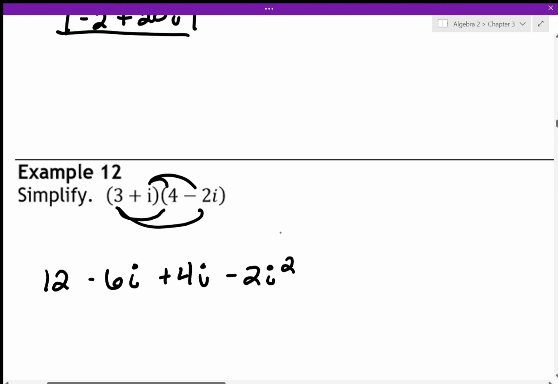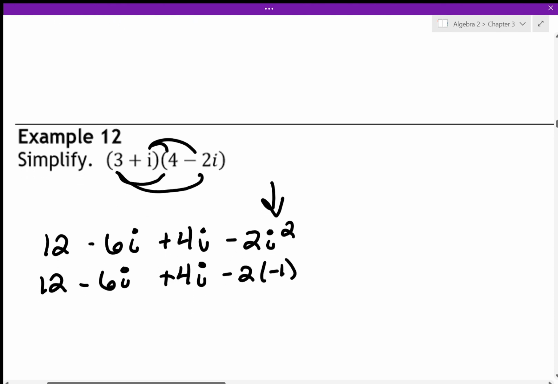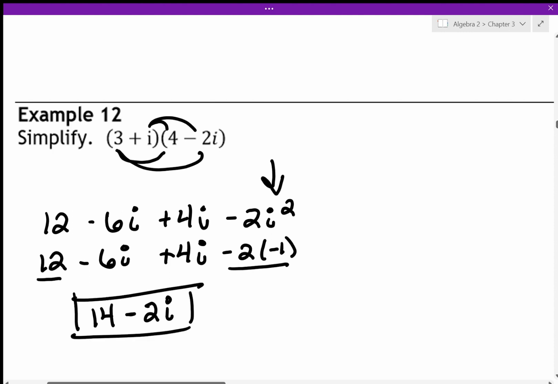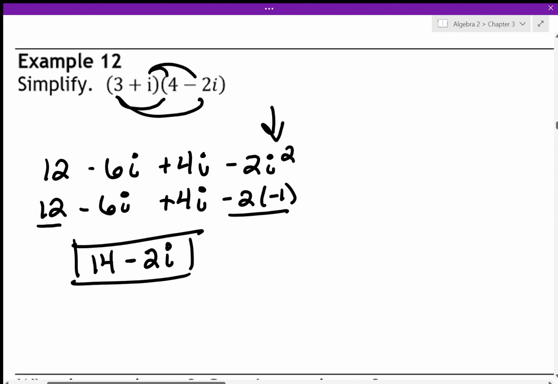Now again, that i squared, we're going to plug in a negative 1 for that. So I'm not going to change anything else. I'm going to say 12 minus 6i plus 4i, and this is going to be negative 2 times negative 1. The 12 and the negative 2 times negative 1 is going to be a 14, right? Because the double negatives make that guy positive. And then 6i and 4i gives me negative 2i. There we go. That's example 12.